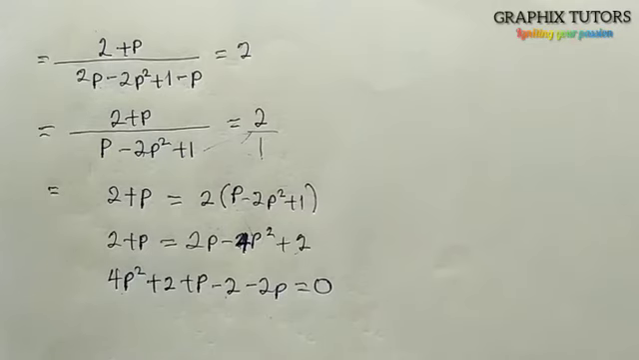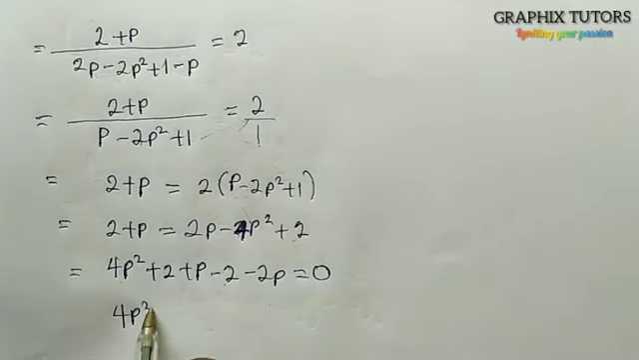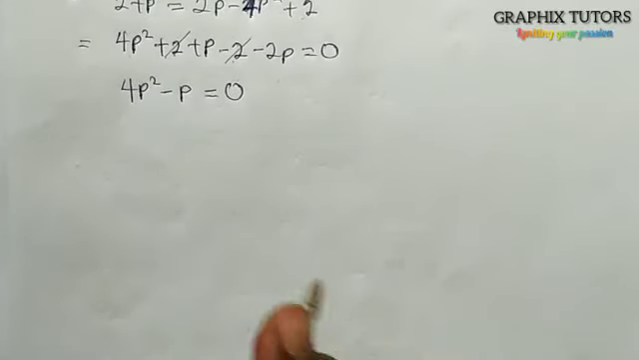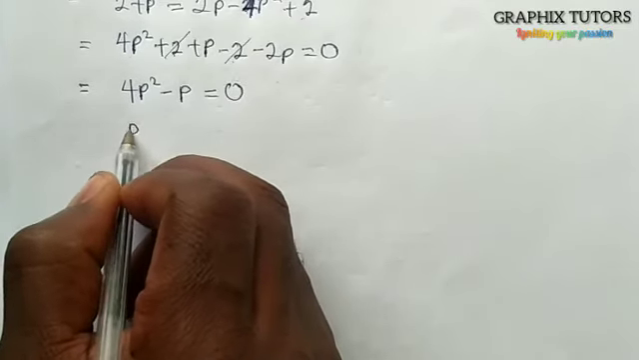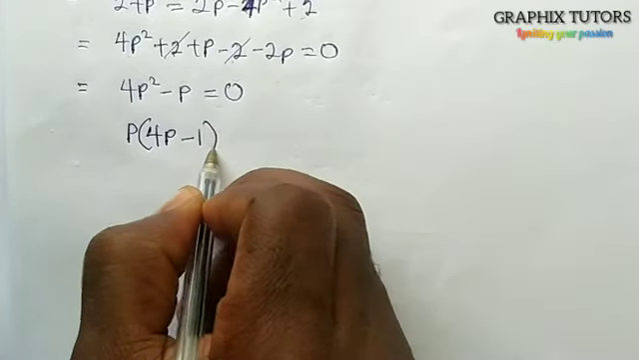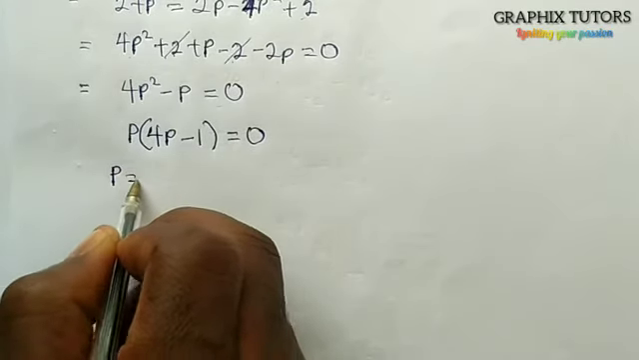So if I collect like terms, this now will give me 4p square. Then p minus 2p gives me minus p. Then plus 2 minus 2 will give me 0. So that is 0. That means this is cutting out this. So this will now be equal to 0. So from here, if you factorize this, p is common to both sides. So if I bring p out, the p here will reduce. This will be 4p. Here remains just 1, equals 0.